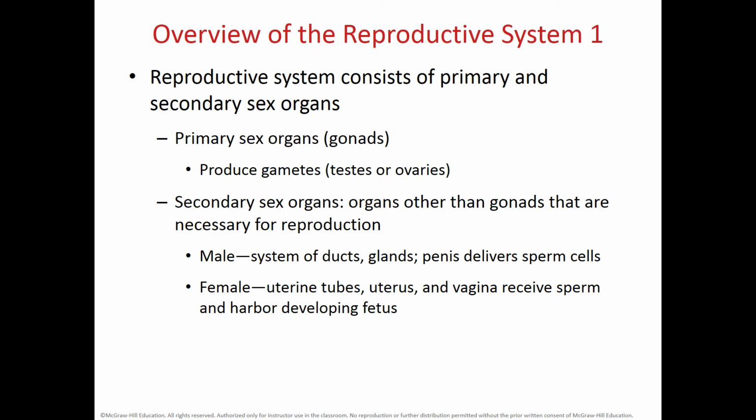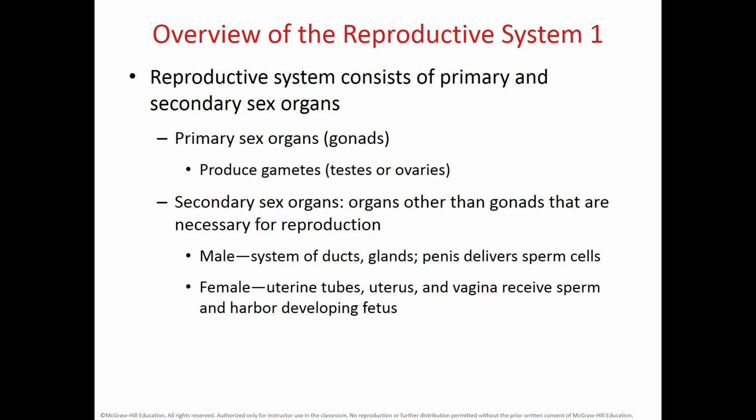Now, the secondary sex organs are the organs that are necessary for reproduction. In the male this includes the ducts and the accessory glands like the seminal vesicles, prostate gland, and the bulbourethral glands, and their function is to produce these fluids that help to deliver the sperm cells into the female reproductive tract.